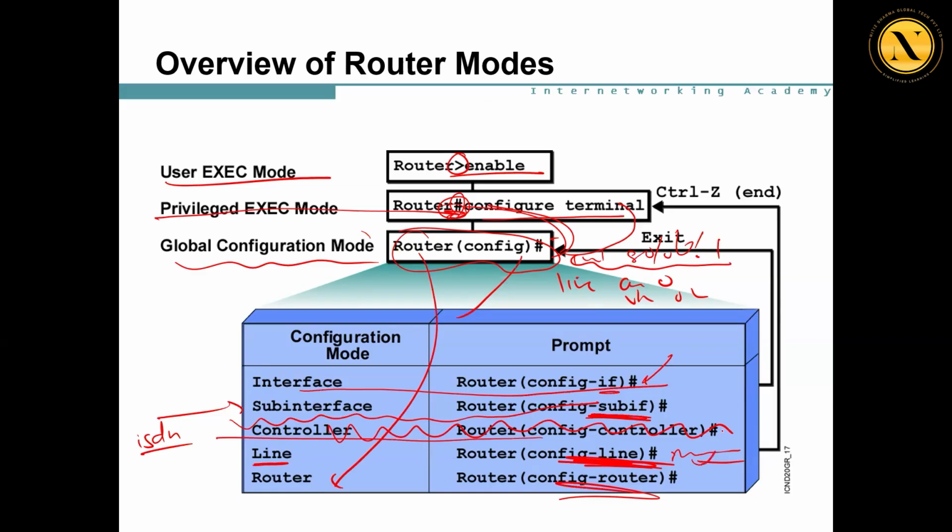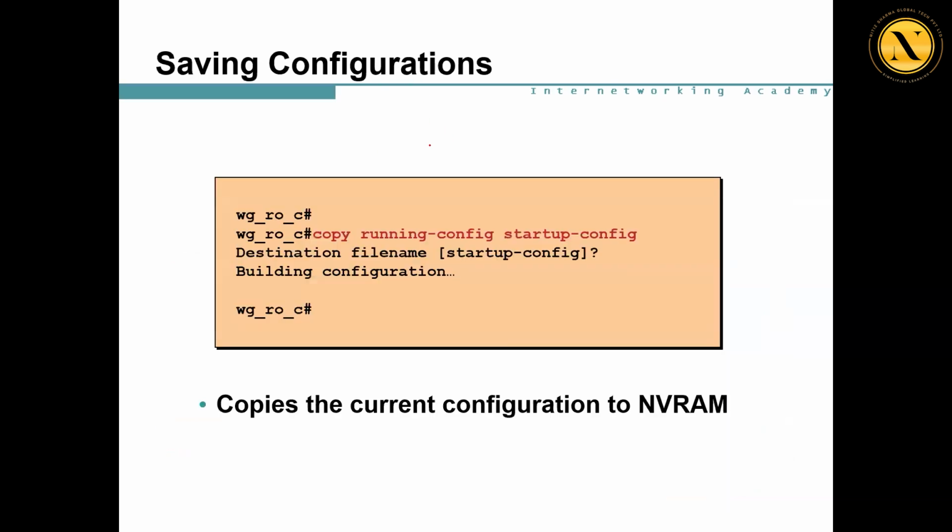From any of these modes, if you type Control Z or end, you'll straight away go to the privilege mode. But if you type exit, you'll come back one step. Again, if you type exit or Control Z or end, you'll go back to the privilege mode. From privilege mode, if you type exit, you'll straight away go out. But if you type disable, you'll come to the user mode. From here, if you type exit, again, you'll go out, right?